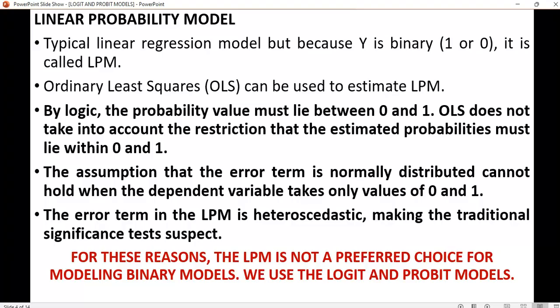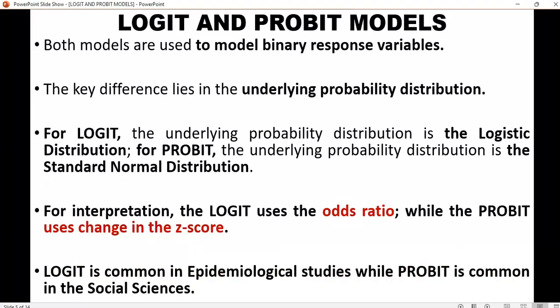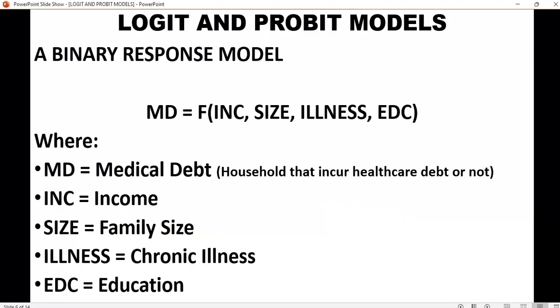We use the Logit and Probit models. Both of them are used to model binary response variables. The key difference lies in the underlying probability distribution. For Logit, the underlying probability distribution is the logistic distribution, and for Probit, the underlying probability distribution is the standard normal distribution. For interpretation, the Logit uses the odds ratio while the Probit uses the change in z-score. The Logit is most common in epidemiological studies, while Probit is more common in the social sciences.